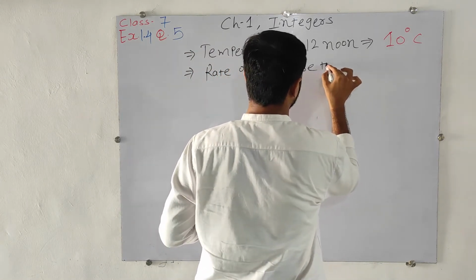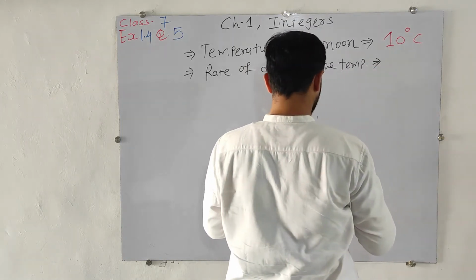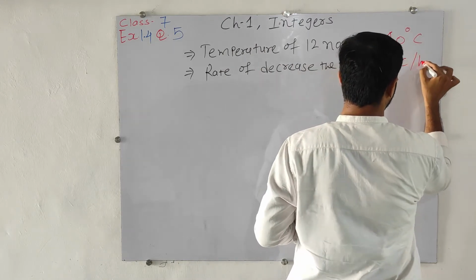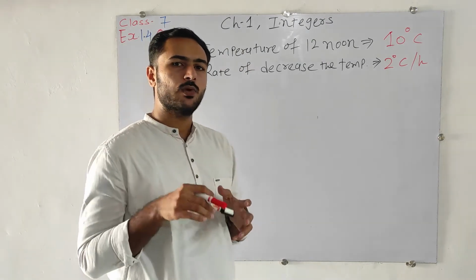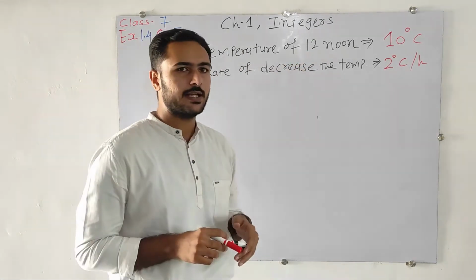The rate of decrease of the temperature is 2 degrees Celsius per hour. So after each and every hour, the temperature will drop by 2 degrees Celsius. So here that is 12, that is 10 degrees Celsius.